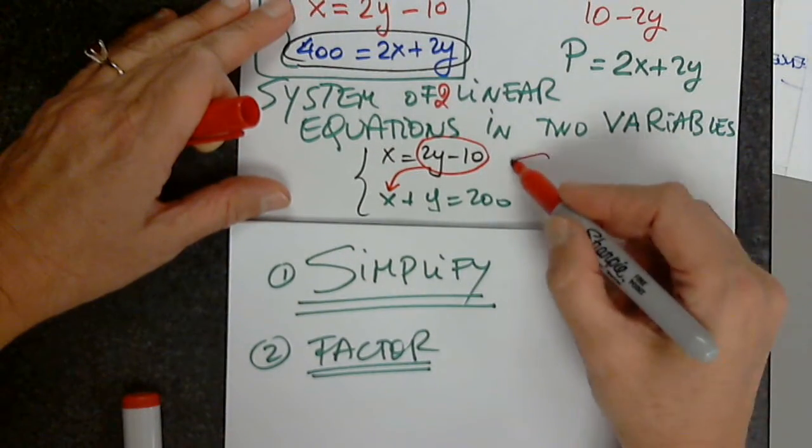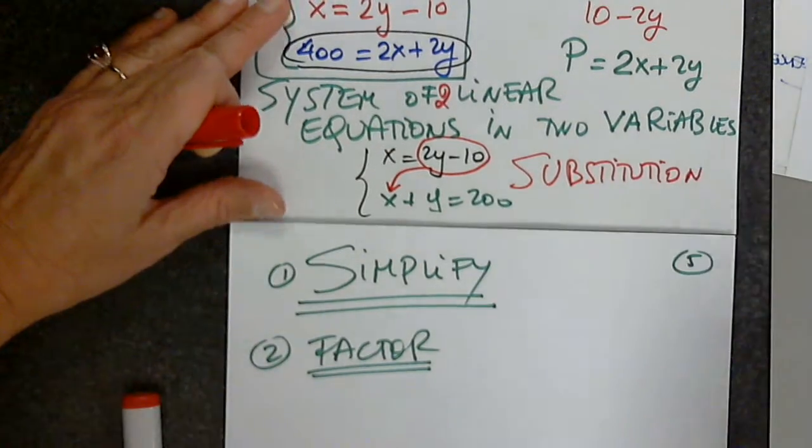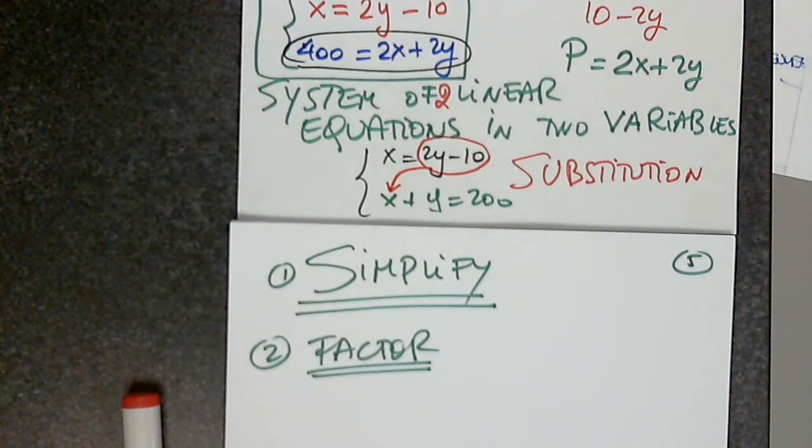It's called substitution. I substitute in the second equation. I replace, in other words, x in the second equation by what? By what it equals to. I'm told that it equals y minus 10. That's what I'm going to do.